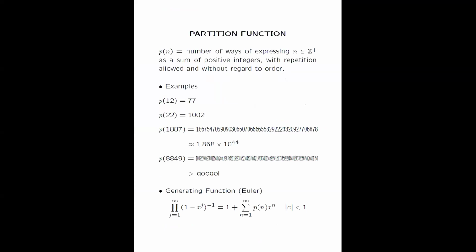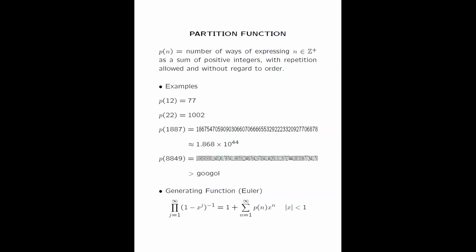I defined the partition function, and now I'm about to do some definitively non-random examples. P of 12 is 77, P of 22 is 1002, and the next and perhaps most important hint, P of 1887, which is an important year here, is equal to this 45-digit number. 1887, you can check, is congruent to 6 mod 11, which means thanks to the person I'm honoring by giving his birthday, this 45-digit number is divisible by 11.